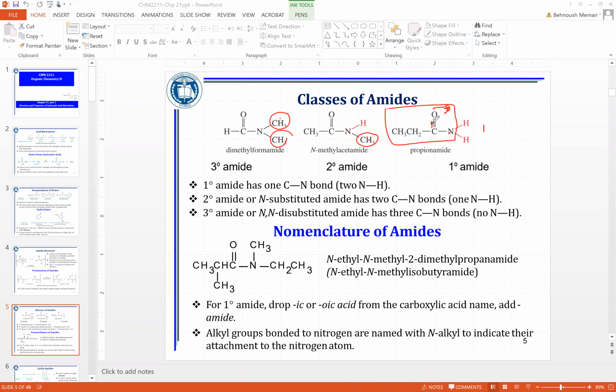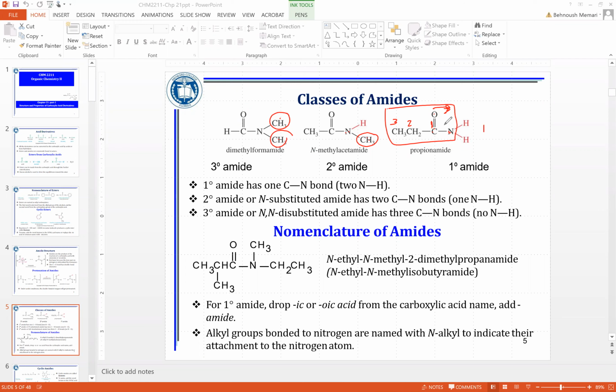You're looking for the carbon chain, and you always start with the carbonyl group for the acid derivatives. So you have 1, 2, and 3. So when you say propanamide, that means 3 carbons, a C=O double bond, and nitrogen attached to the C=O.